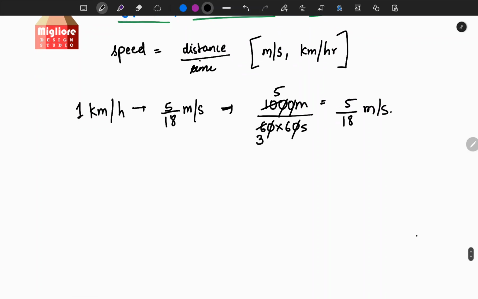Now what can be done is that, say you have something going at the speed of x kilometers per hour, and it will be convenient to use these units. You just multiply x by 5 by 18, and this is your meters per second. So it is interconvertible like that.